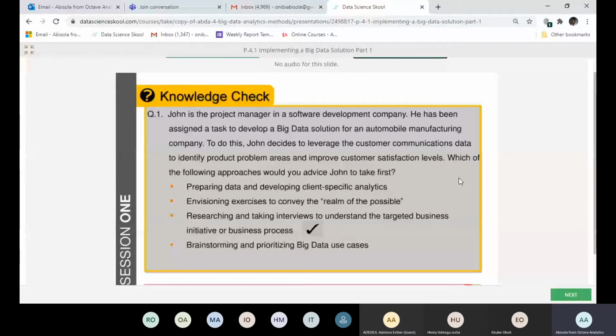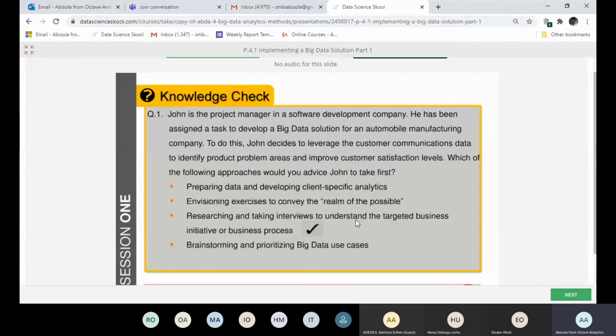The first thing he should do is to research and take interviews. That is the first thing he should do, because you have to understand what the business goals of the company are and then understand what the business wants. What exactly do they want? We know what they want, but we need to understand it properly, which is the first step in envisioning.